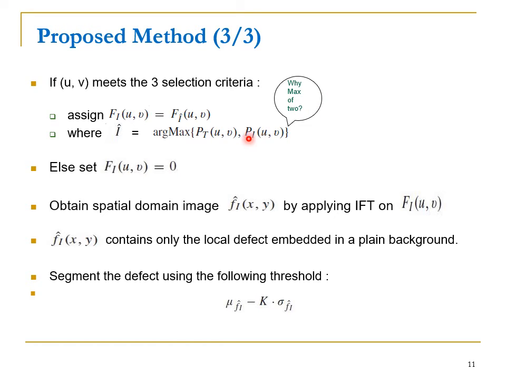Okay, and one important point once again: why do we choose the maximum of these two? Why don't we just choose the test image spectral value and assign it to this spectral matrix? The reason is that the defect can also be the absence of a component, not necessarily the addition of a component. A white defect can be on a black background, a black background can contain a white defect, and vice versa.